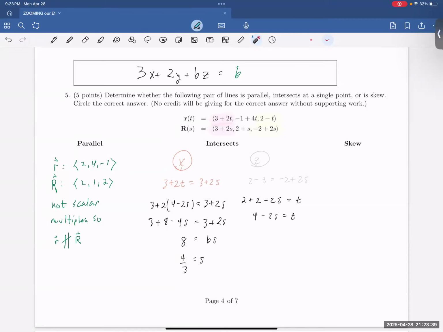Then, okay, let's see over here. 2 minus T equals -2 plus 2S. So if I move the T over here, I get a T.